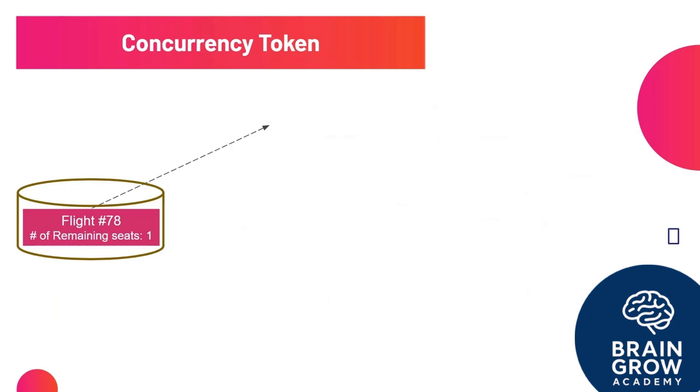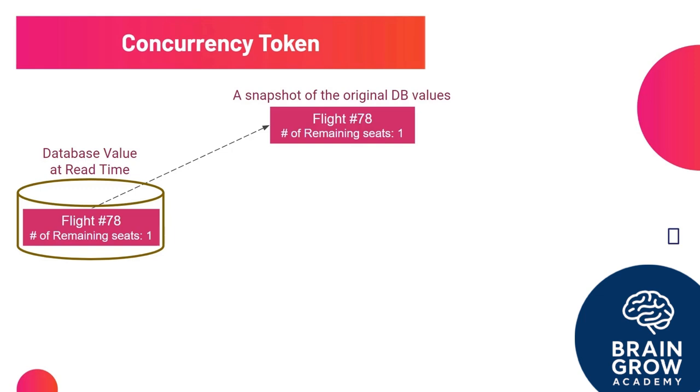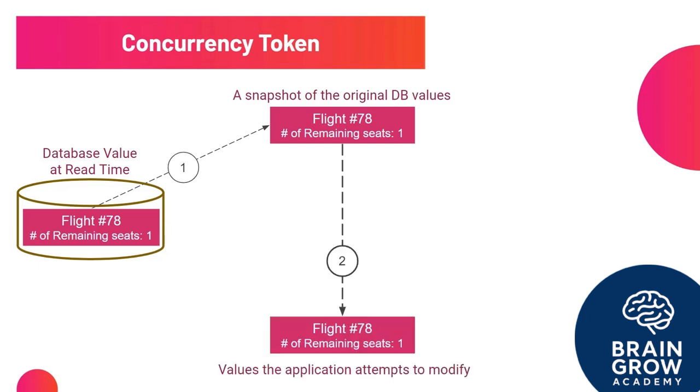When the application fetches an entity, Entity Framework snapshots the database value of the fetched entity and keeps the snapshot internally in memory. Entity Framework also creates a separate entity instance for the application to attempt to modify. The application then modifies the entity.